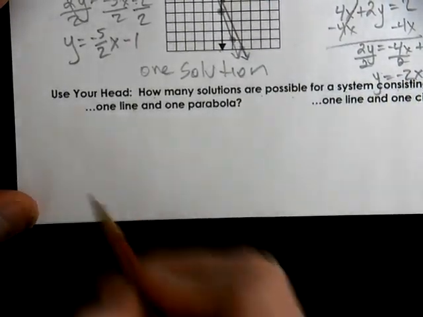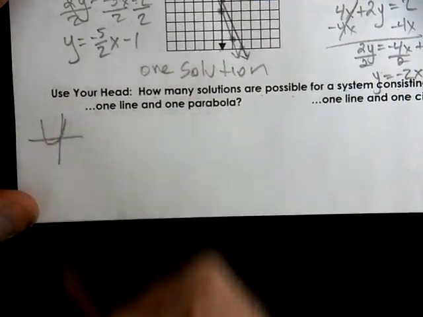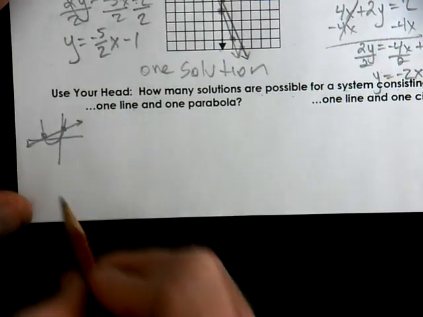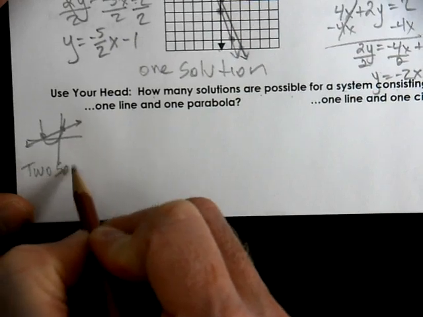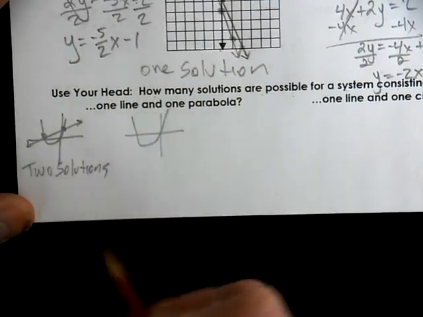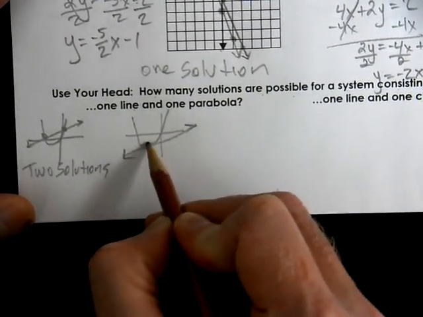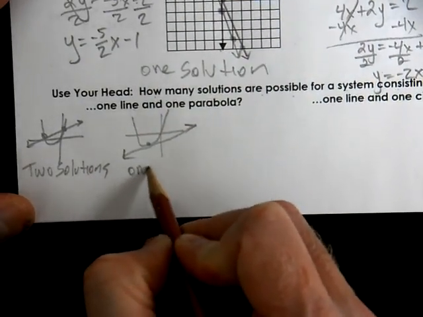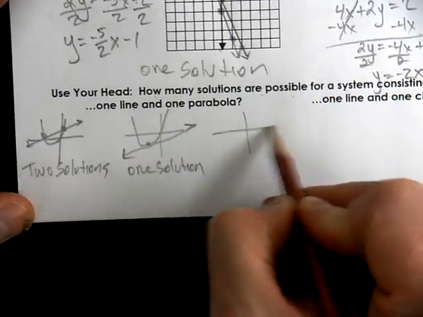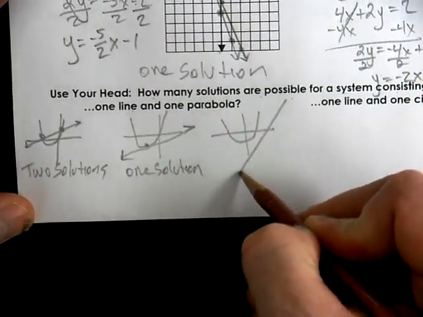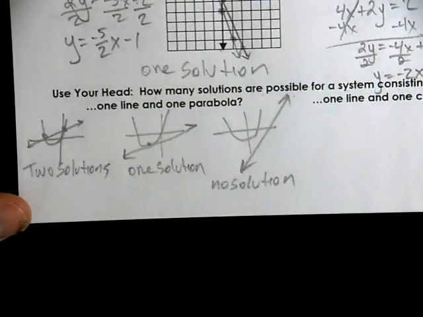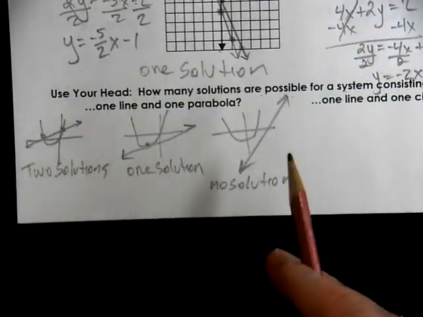You have to know what a parabola looks like. A parabola is a U-shape, and a line can cross it twice. So you could have two solutions. You could have a parabola and a line cross exactly once. You could have one solution. Or, of course, it's possible to have a parabola and a line with no solutions. They don't cross at all. They can cross twice, cross once, or cross no times.